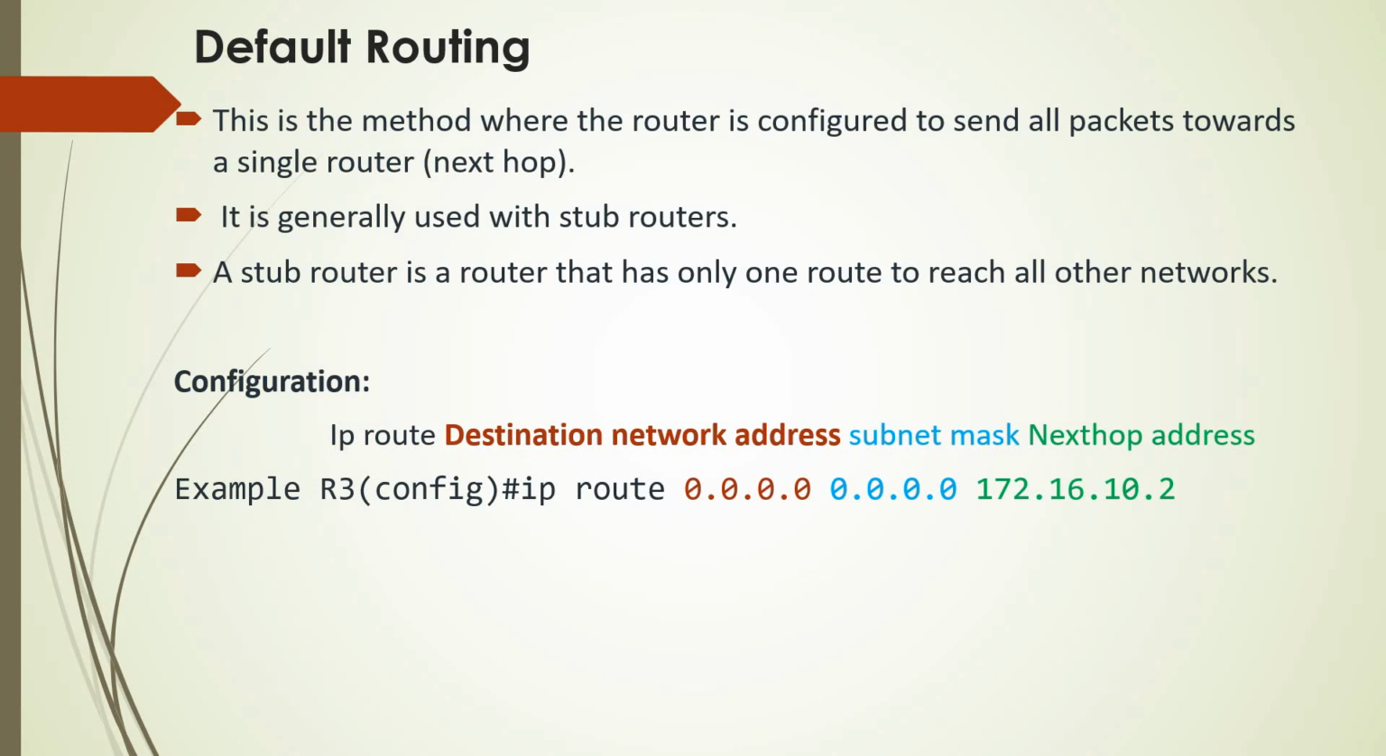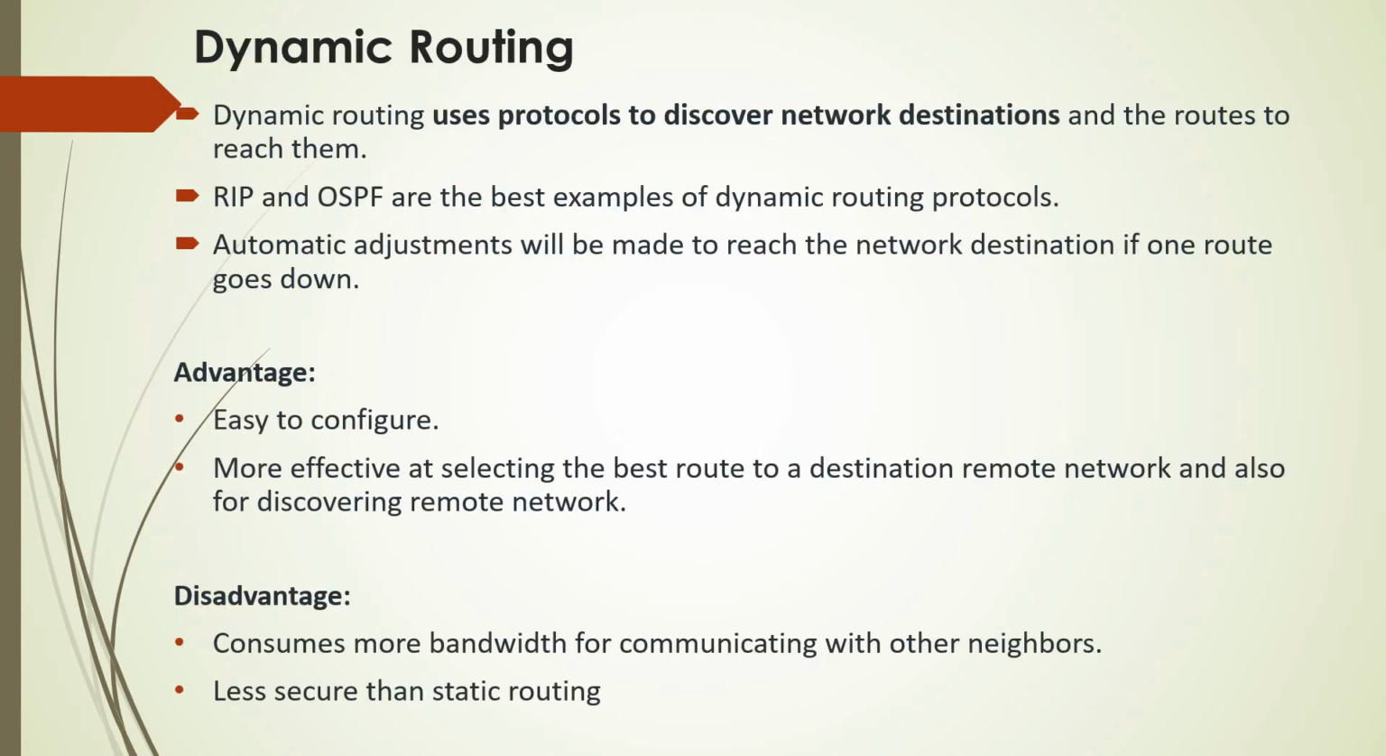The third kind of routing is the dynamic routing algorithm. It is the most advanced, and we use this type of routing very frequently. It uses protocols to discover the destination networks and the routes to reach them. The most popular protocols we use are RIP versions 1 and 2, and OSPF, Open Shortest Path First. These are the dynamic routing protocols most popularly used.